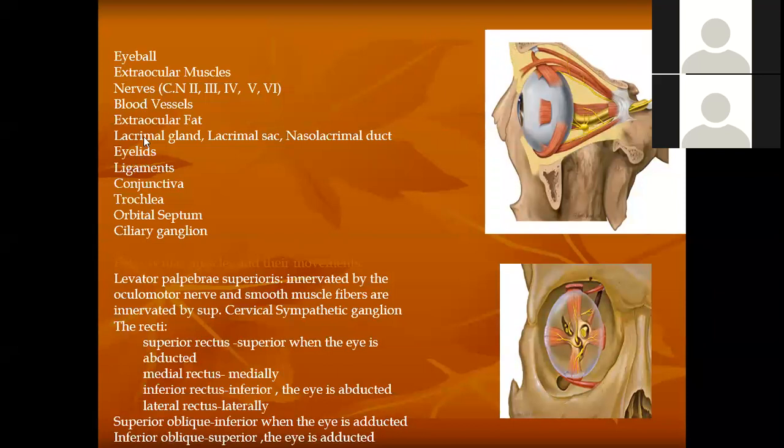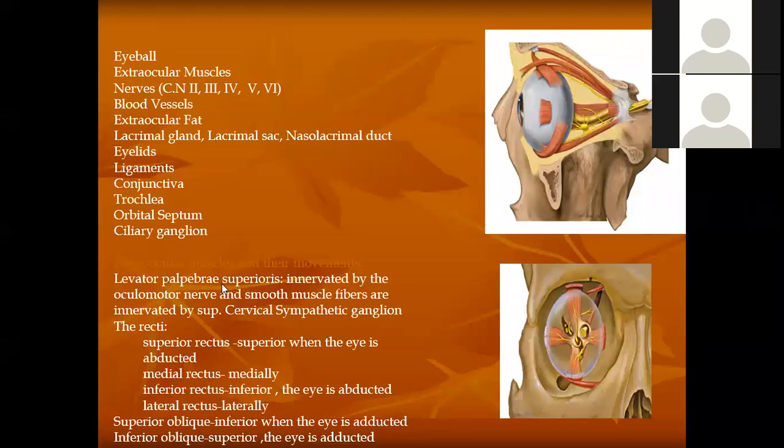Then there are eyelids, lacrimal gland, lacrimal sac, lacrimal duct, eyelids, ligaments, conjunctiva, trochlea. Trochlea is basically a structure which hangs the superior oblique with the orbit. Over here, you can see this is the trochlea, and this is the superior oblique, which is hanged over here with the orbital bone. Then we have a ciliary ganglion in the orbit.